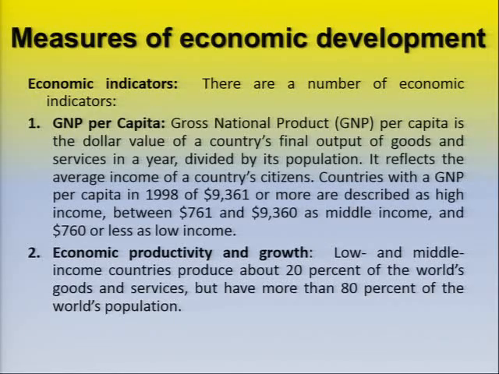On average, each citizen, according to this example, countries with a GNP per capita in 1998 of about $9,361 or more are described as high-income countries. And those who receive between $761 and $9,360 are classified under middle income. And those receiving $760 or less are classified as low income. So this is what we mean by the GNP per capita.